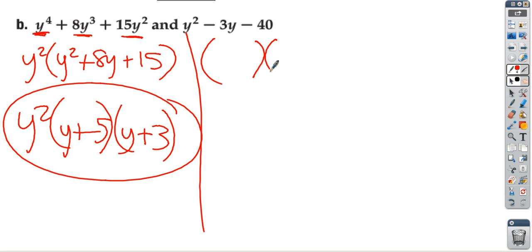This one right here can factor to y minus 8 times y plus 5, because 5 times negative 8 is negative 40, and 5 plus negative 8 is negative 3.